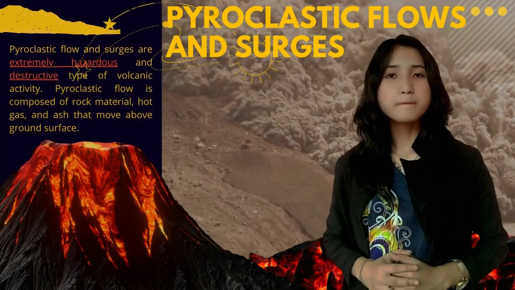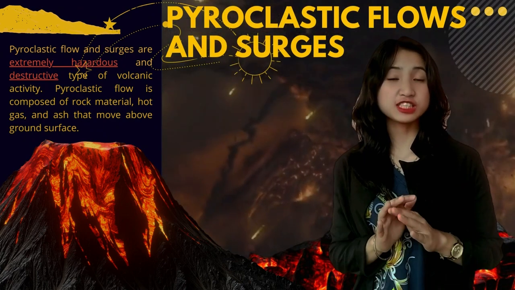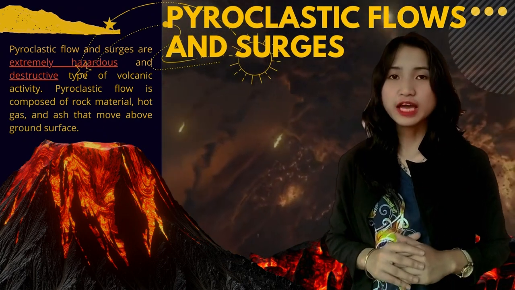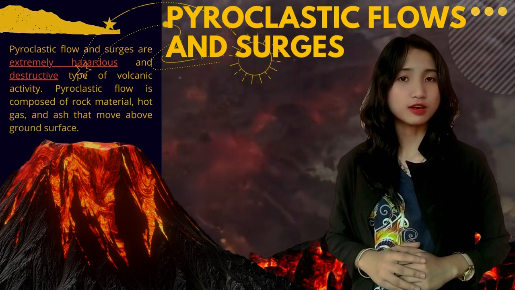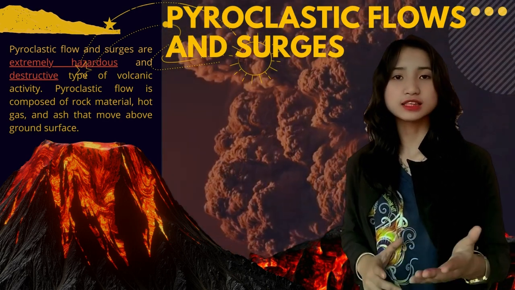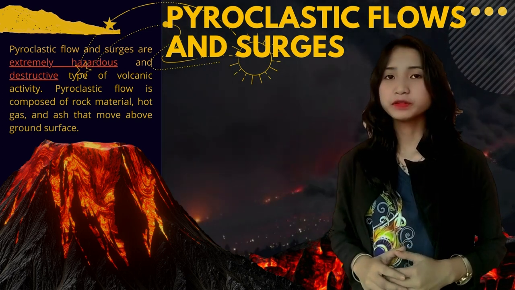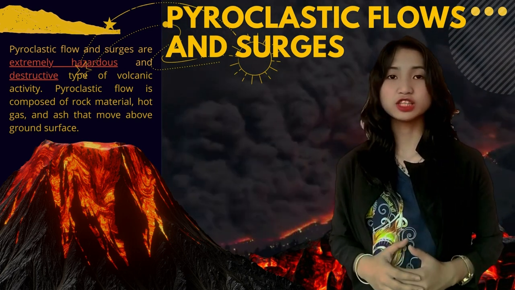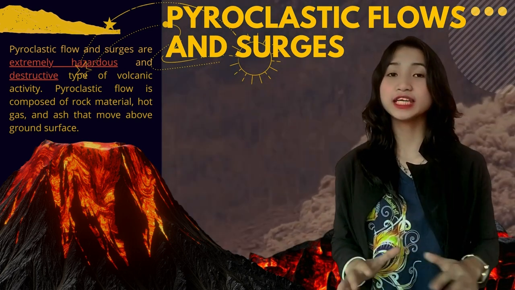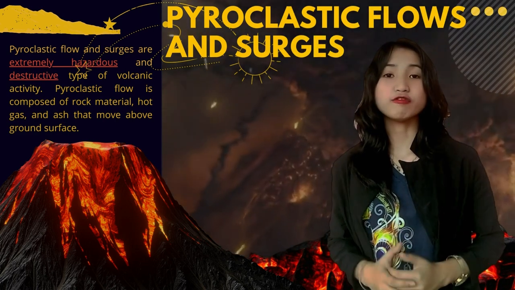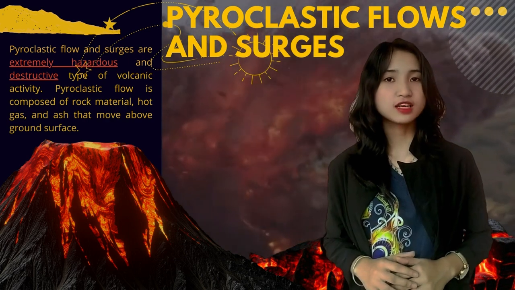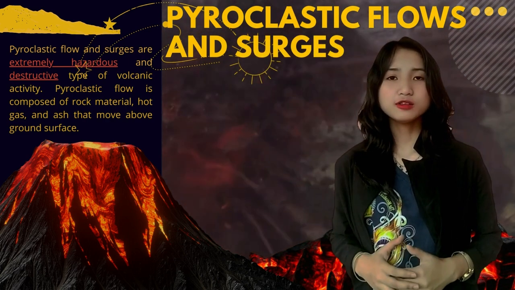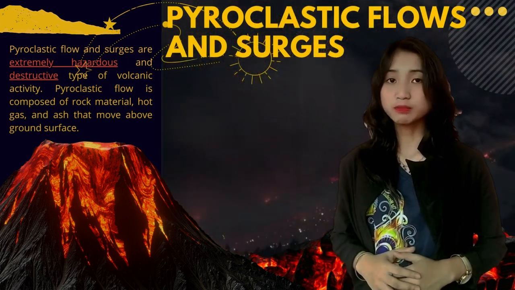Pyroclastic flow. Pyroclastic flow is not just a volcanic eruption. Unlike lava flow, it can wipe out whole cities and villages, killing thousands of people. It is an extremely hazardous and destructive type of volcanic activity. It is made of ash, rocks, and poisonous hot gases that can burn and suffocate people.